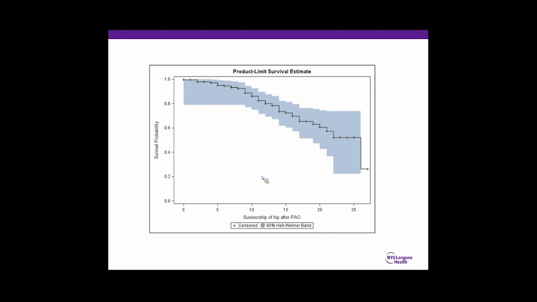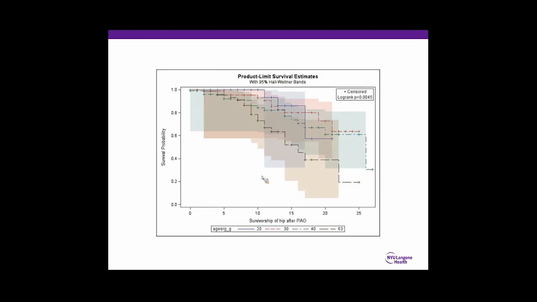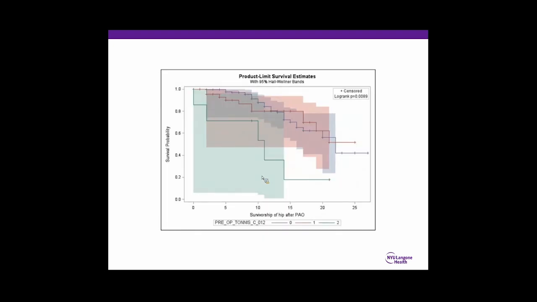Survival goes down to about 70% after 15 to 20 years. But if you broke down this pretty large series based on age ranges, PAOs done at age 20 versus 30, 40, and onward were the ones that tended to survive longer, and that undoubtedly has to do with the health of the cartilage during the PAO.